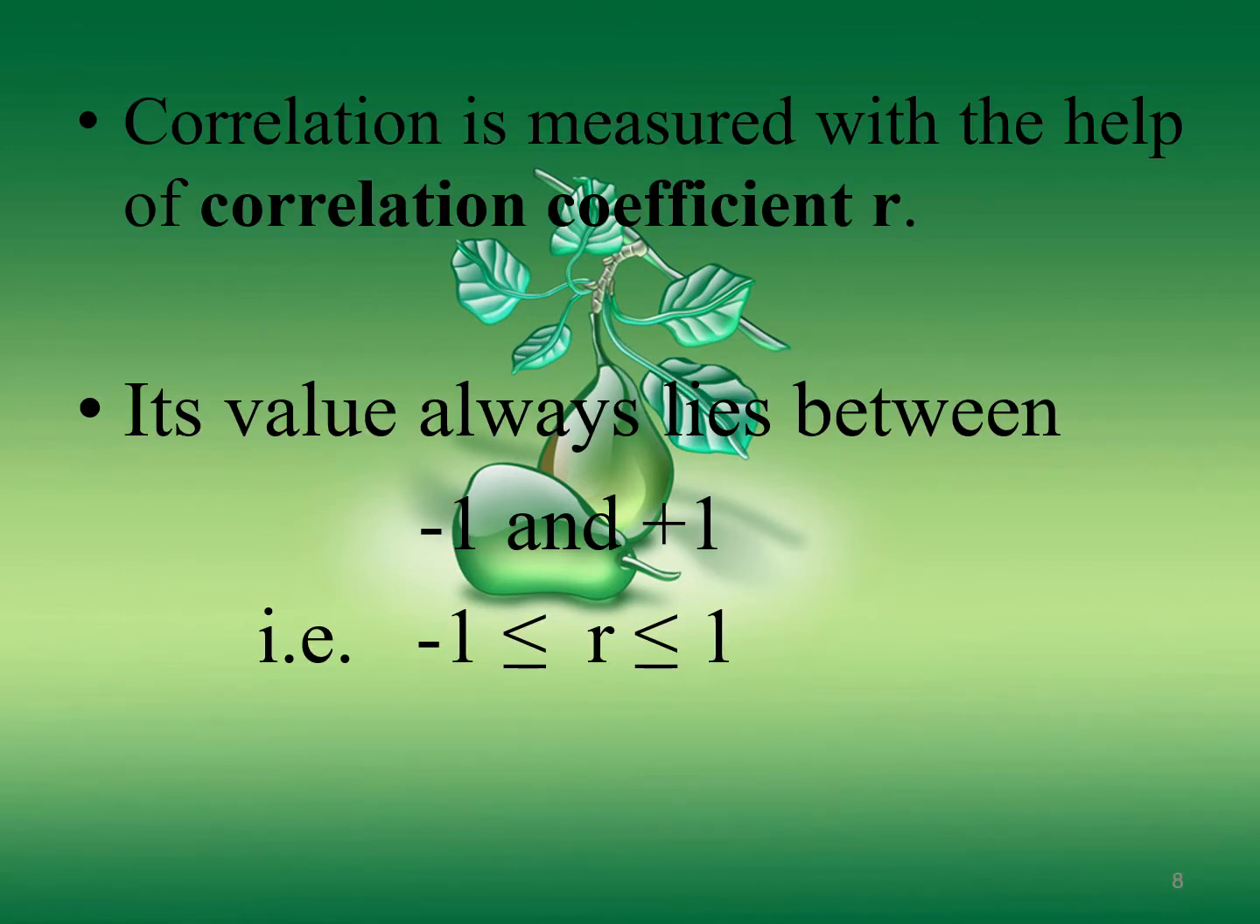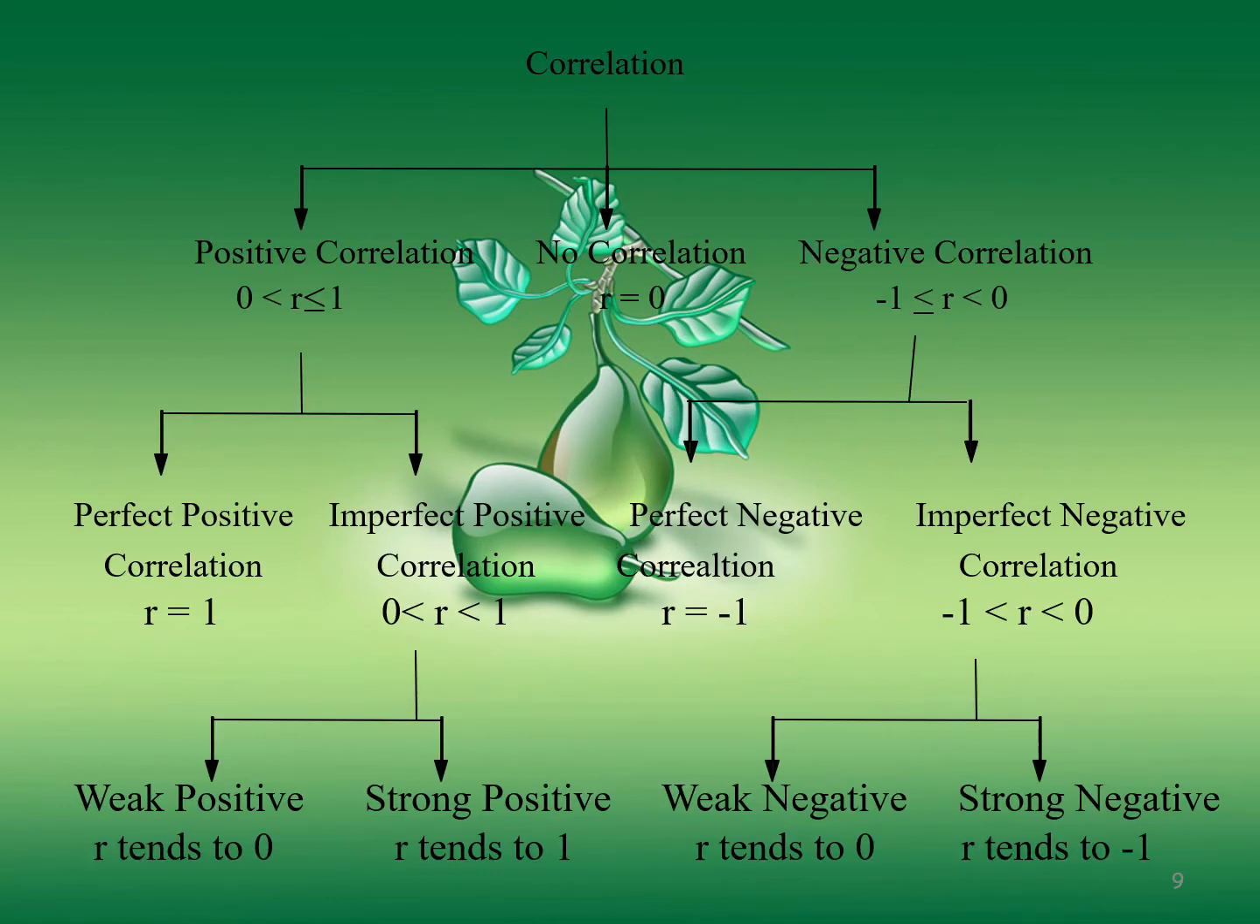The value of the correlation coefficient will always lie between -1 and +1, and if to be found analytically, it is measured with the help of the correlation coefficient R. Now we had seen this chart in the previous PPT describing different types of correlations. Let us now try to assess the value of the correlation coefficient R depending upon the nature of correlation. If there is no correlation between the two variables, the value of R is 0.